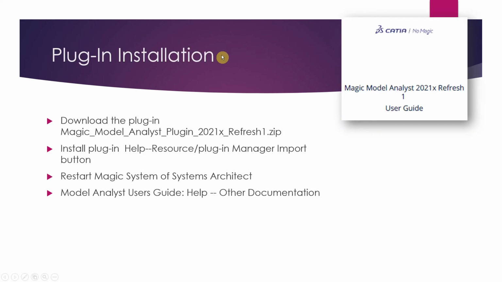If you want to get the plugin, just download it. It's called Magic Model Analyst plugin 21X refresh 1. Just download that, and then go to the install under help, resources, plugin manager, and you can import that in. You may have to restart Magic to see it, so don't be surprised. You probably should do that.